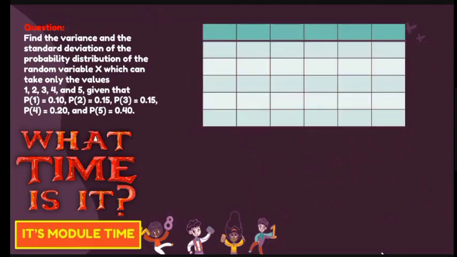So with the same approach, you have to construct a table. Then consider the following given. For the first column, consider the values from 1 to 5. This will be the value of our random variable x. And then for the second column, consider the values for each of the probabilities. So we have the second column as the probability of x. So consider 0.10, 0.15, 0.15, 0.20, and then 0.40.